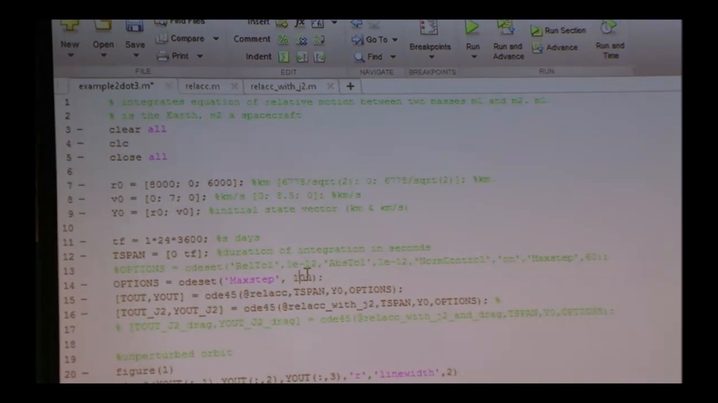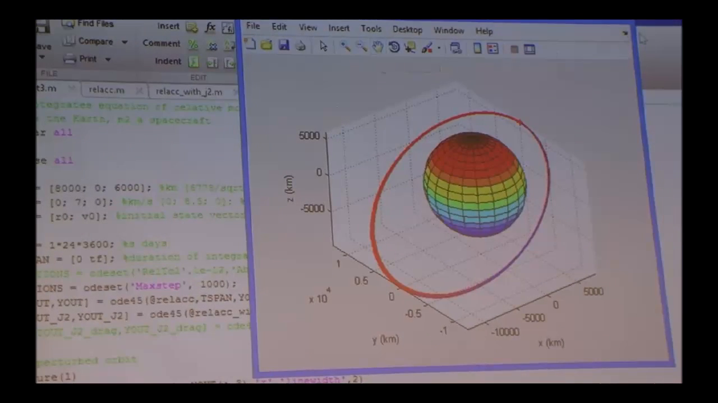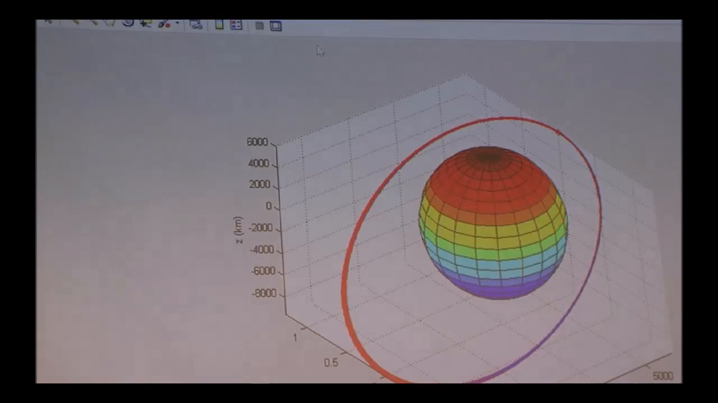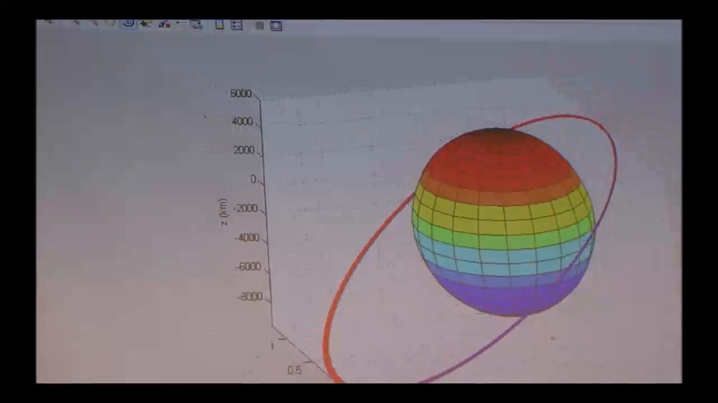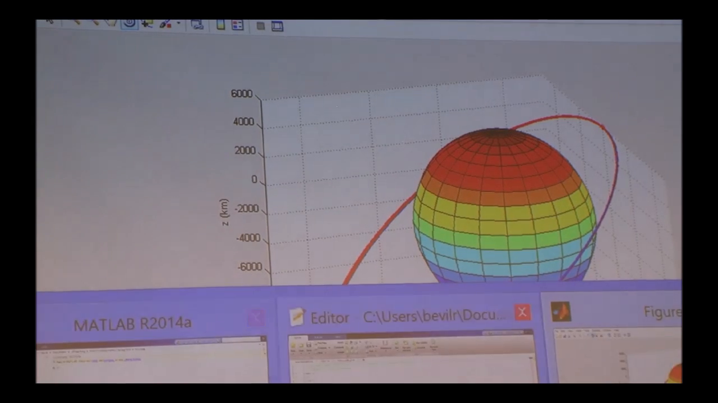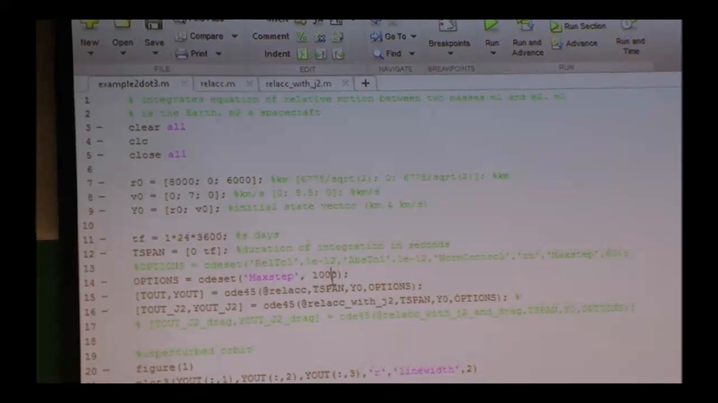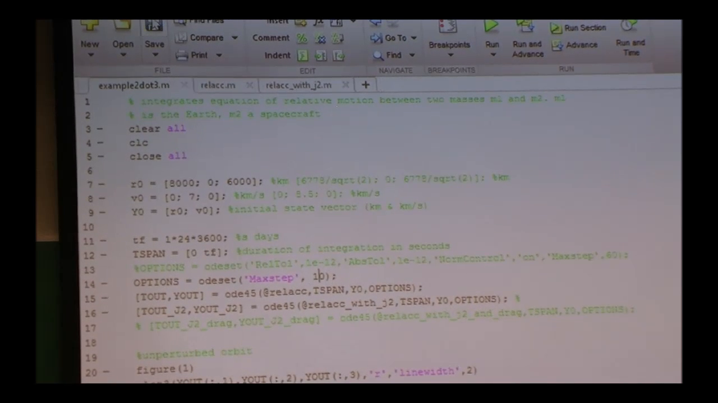I don't know, let's exaggerate here, 1,000 seconds, I don't know what it will do. Yeah, even the red one starts becoming a little incorrect. See, the red is spreading, there is numerical error that you're throwing in. So these are the things that you want to play with when you're not getting results that look very accurate.